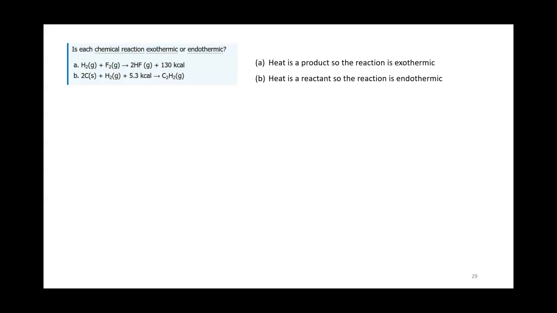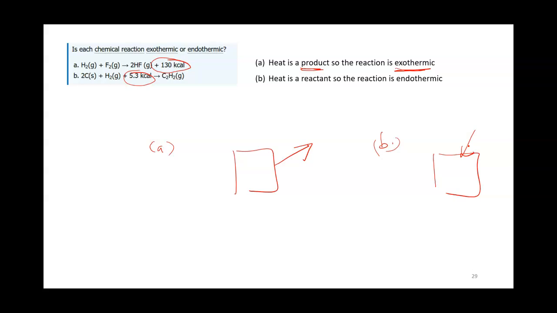So here's an example from the book. It said, is each chemical reaction exothermic or endothermic? We can see in reaction A that heat is a product, and that means that in A, heat is leaving the system and going out into the surroundings. So this means that A, because heat is a product, is exothermic. In B, we can see that heat is a reactant. It is being consumed by the system, so it is being taken in by the system. So because heat is a reactant, the reaction is endothermic.